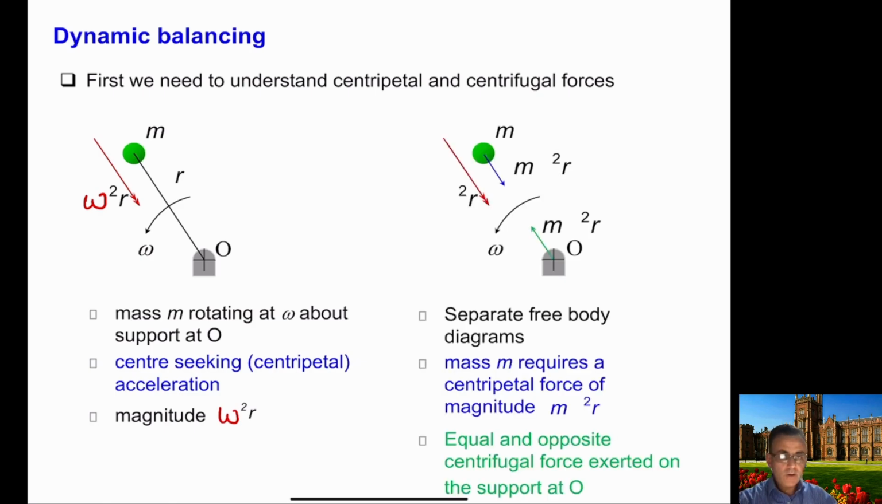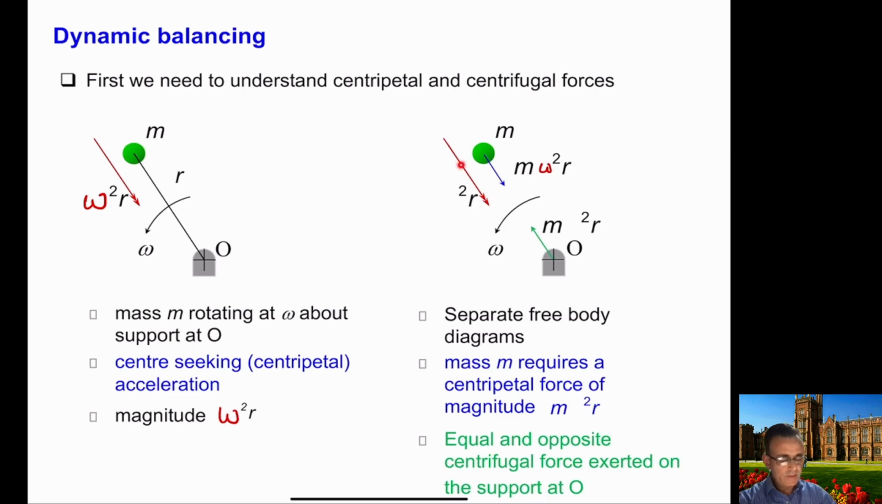Now, what will happen if we try to separate this mass from this point here? If we want to draw, for example, the free body diagram of the mass here, we will need to apply a force on the mass. That is how we will draw the free body diagram. So in this case, you can see that m omega square r.